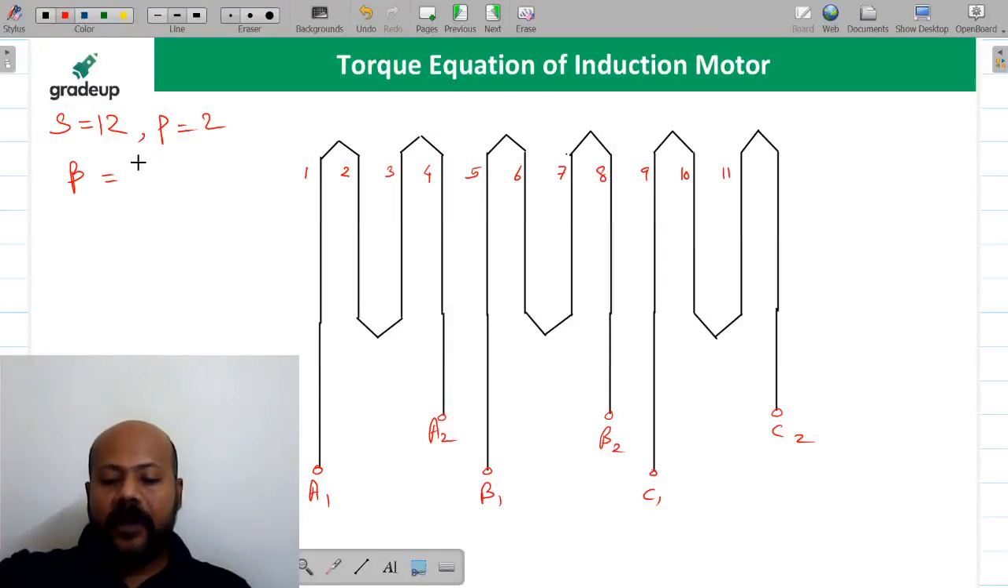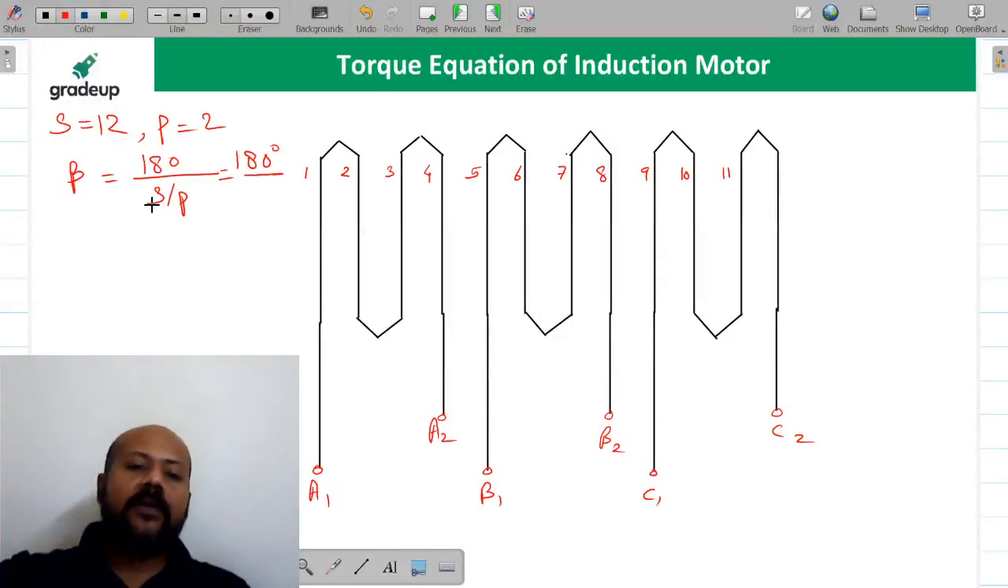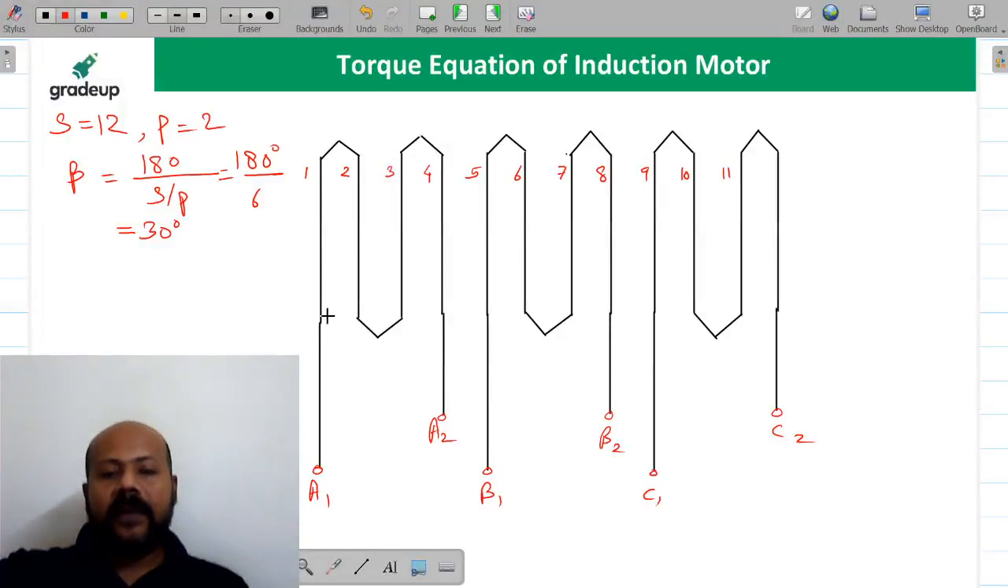It is going to be 180 degree divided by the number of slots per pole, so S by P. So it is 180 degree and the number of slots per pole is 6. So your slot angle is going to be 30 degree. Is it clear to all of you? I hope you are getting this. Now in this case of 12 slots, I have taken 12 slots: 1, 2, 3, 4, 5, 6, 7, 8, 9, 10, 11, 12.